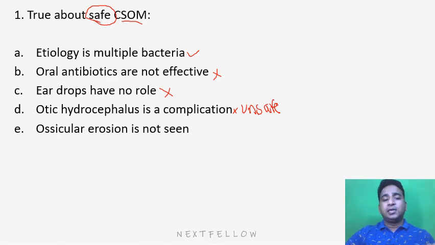Then comes ossicular erosion is not seen. Yes, in safe CSOM also, ossicular erosion is something which we can see. If the CSOM is long standing, suppose the patient is having history of ear discharge since the last 1 to 2 years, or maybe more than that, 5 years or 10 years, then in that process, some sort of protease enzymes are formed and secreted into the middle ear, leading to ossicular erosion. So in safe CSOM, it may happen, not very common, but yes, it may happen. So again, this is an incorrect option. My correct answer is option number A, that is the etiology is multiple bacteria.